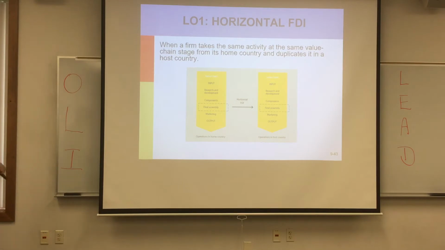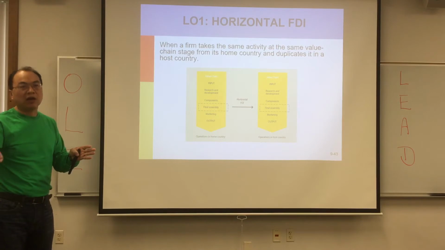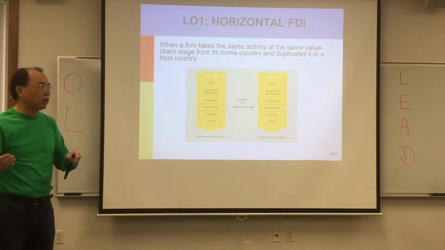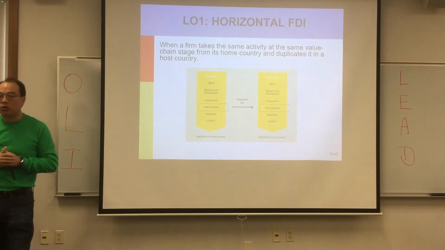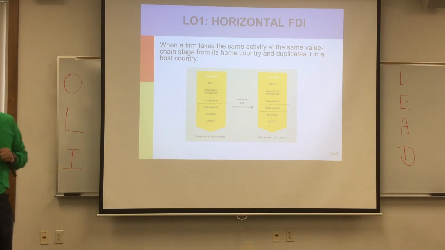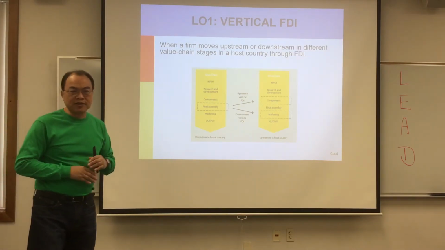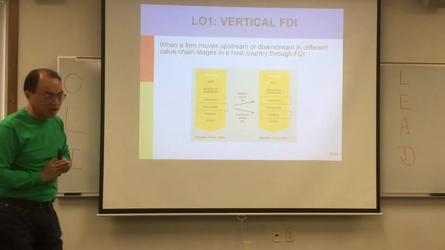Also the Chinese Shuanghui bought American Smithfield because the Chinese love pork and Americans like beef or chicken more. So those are forms of horizontal foreign direct investment. The next one is vertical. Vertical means you try to control the upstream and the downstream.